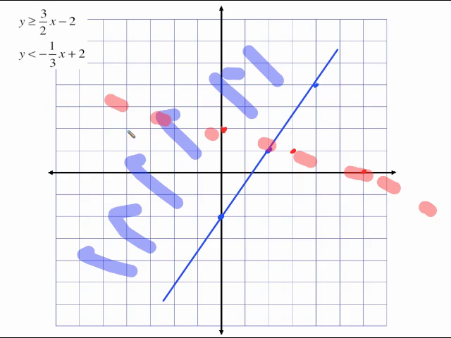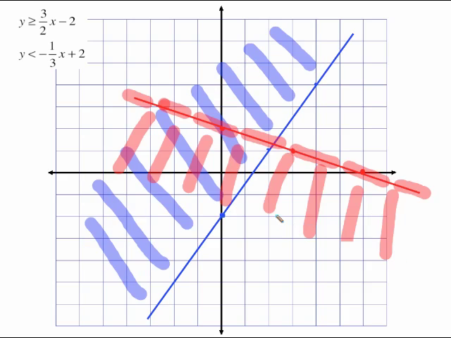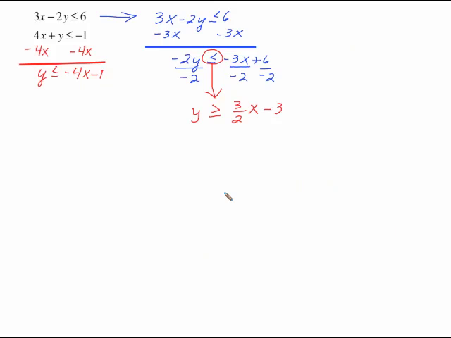It is less than, so it's all of this. So this is what it looks like a little more neatly. There's the dotted line for the second one, solid line for the first one, and where the region overlaps, the red and the blue, is all of this. If you pick a point out of that region and plug it back into the originals, you'll find that we have shaded the correct region.